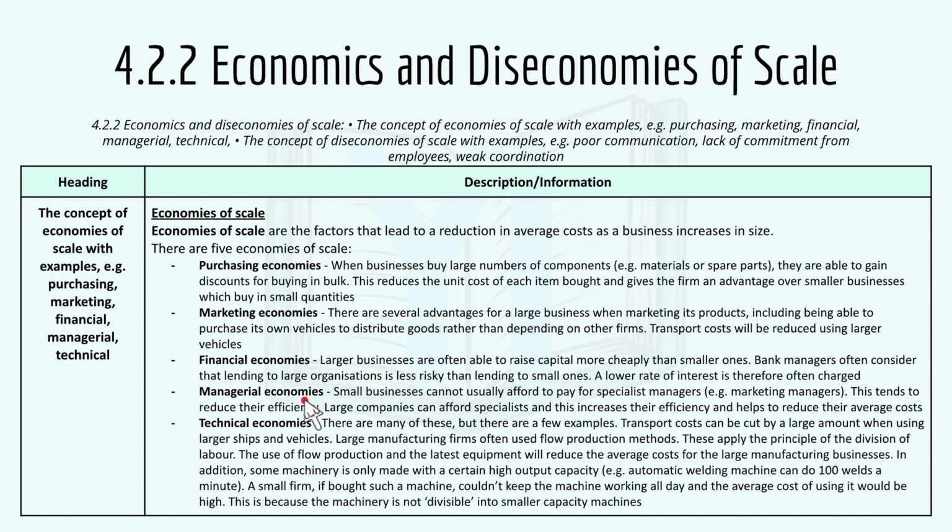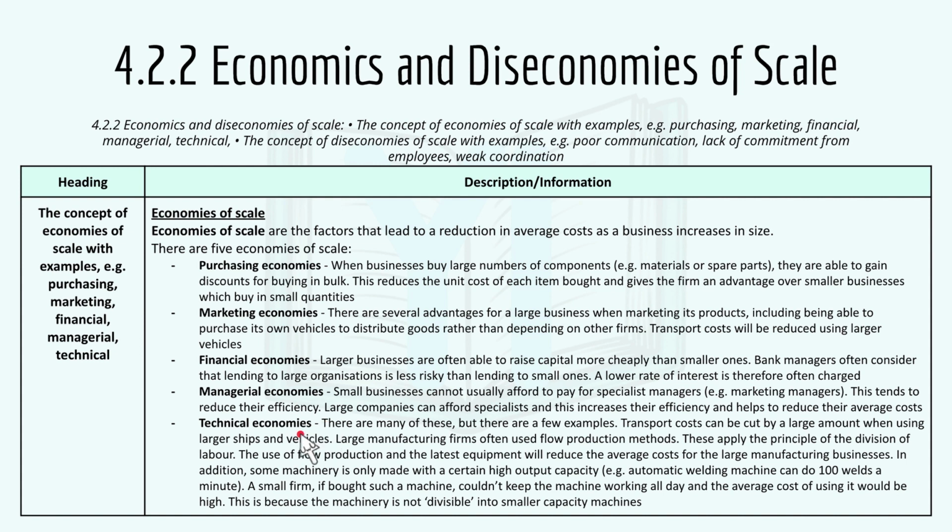Number 4, managerial economies. Small businesses cannot usually afford to pay for a specialist manager like a marketing manager. This tends to reduce their efficiency, and large companies can afford specialists, and this increases their efficiency and helps to reduce their average costs. And then we have technical economies.